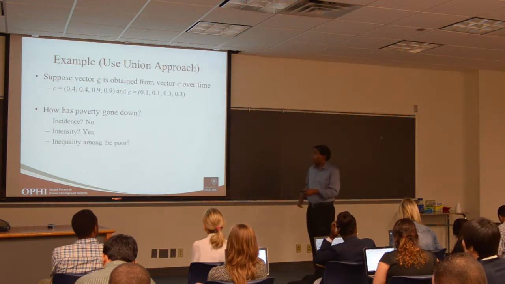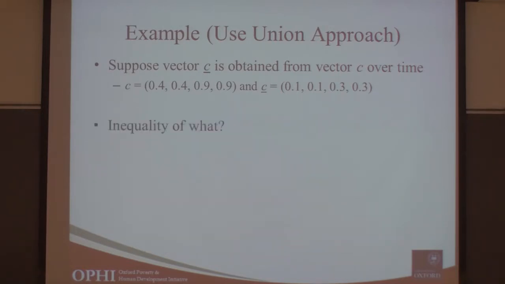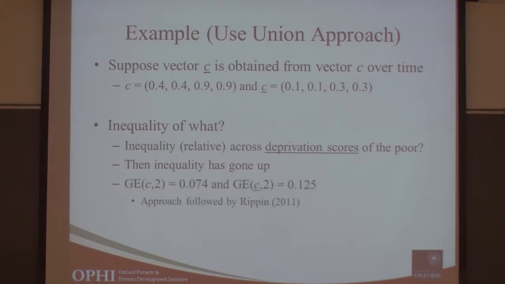Anyway, the question is, inequality of what? It depends on value judgment, and that is what you all also mentioned. Now, inequality of what? If we look at inequality across deprivation scores among the poor, as you saw here, then inequality has gone up. And if you use any relative inequality measure, in a relative sense, it will show it going up. This is a primary approach.